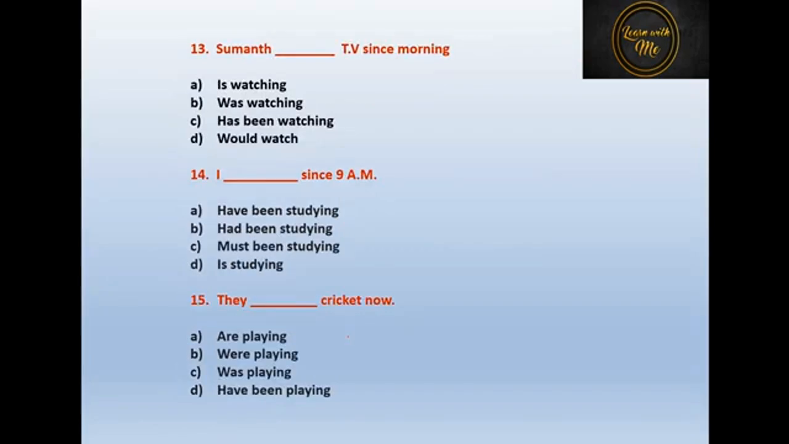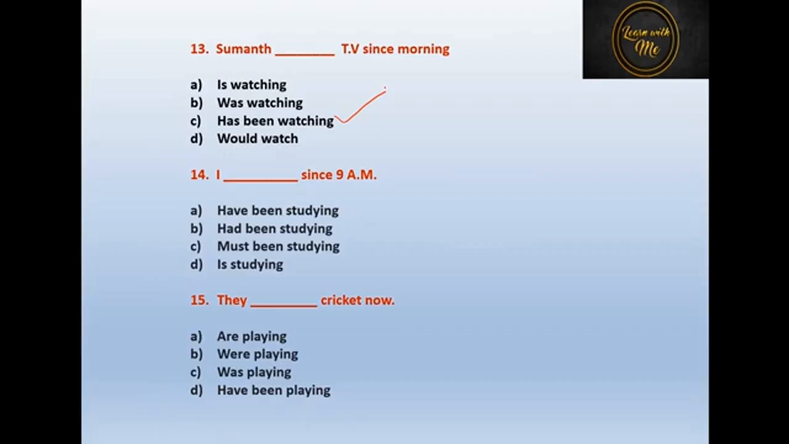Now see the 13th question. Sumant blank TV since morning. Yes, here option C is correct. Sumant has been watching TV since morning. What type of tense is it? It is present perfect continuous. You know what is present continuous. I have explained just now. He is eating an apple now.